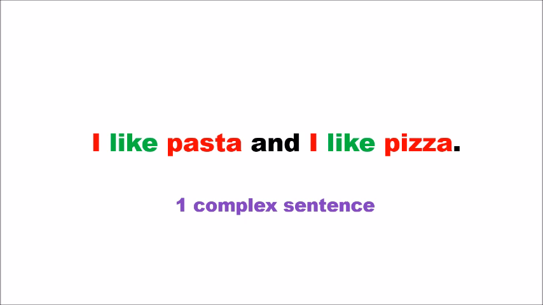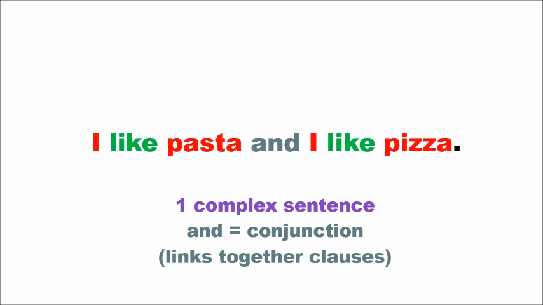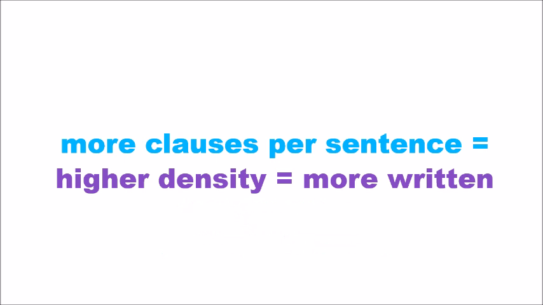An example of a complex sentence is a sentence that has these two clauses. I like pasta, which is one clause, and I like pizza, which is another clause. And in our previous video, we talked about how the word and is what we call a conjunction. It links together clauses. It links together pieces of information. The more clauses we have in each sentence, the higher the density of our writing and the more written it becomes. So when we're writing, we really want to be including as much information in each sentence as we can before we run out of breath.